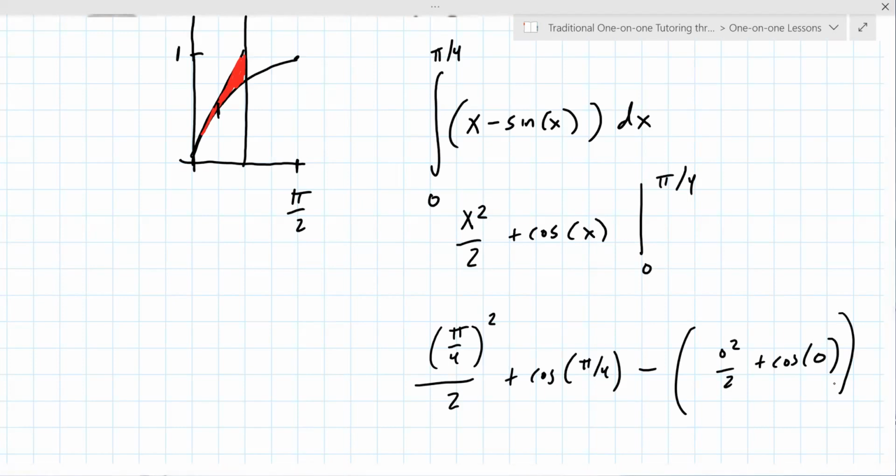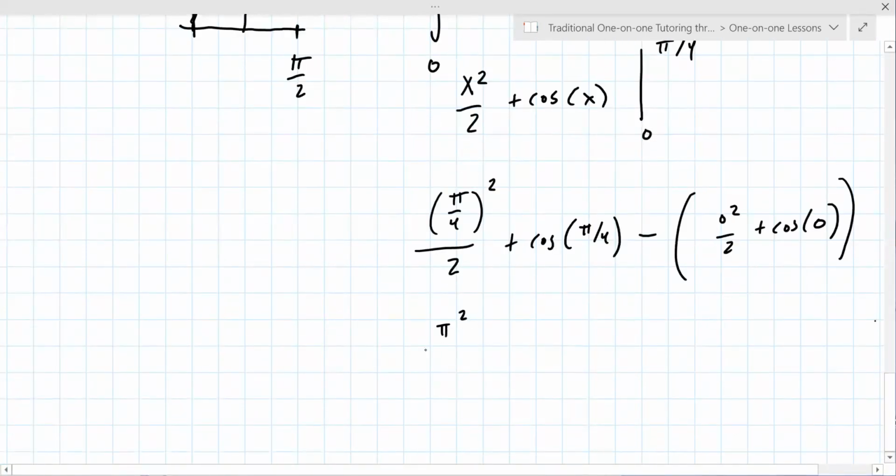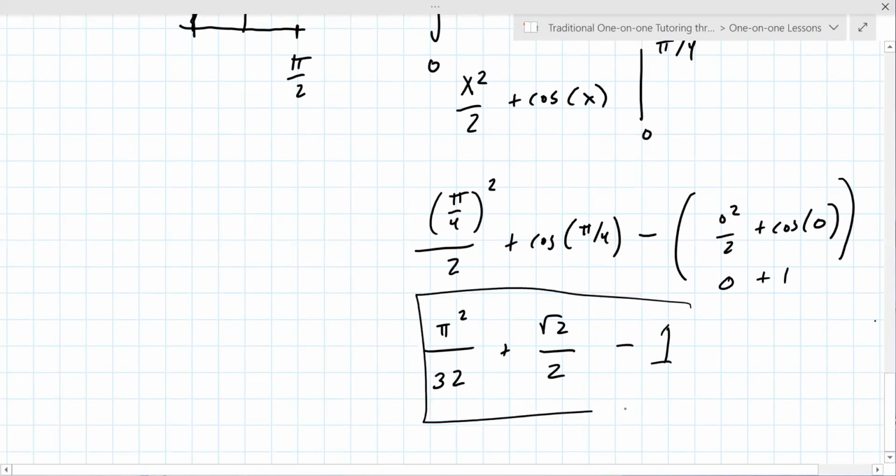So then it is pi over 4 squared, so that's pi squared over 16. Over 2 becomes 32. Cosine pi over 4 is square root of 2 over 2. And 0 plus 1. Okay, so to me, that's good enough. You could make a common denominator, but you can't combine anything. Okay, all right.